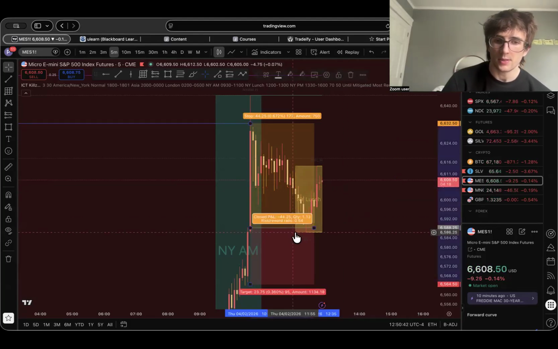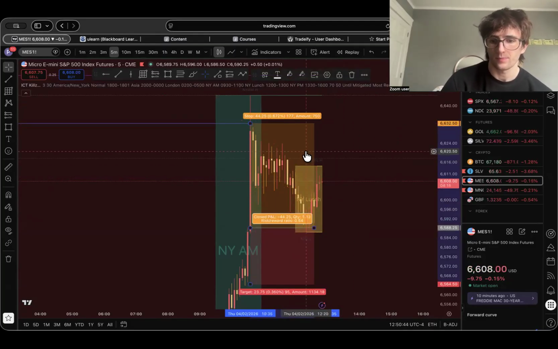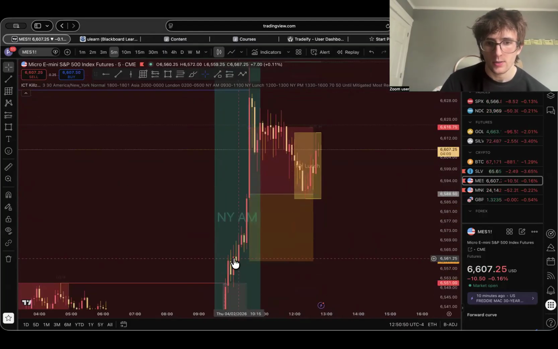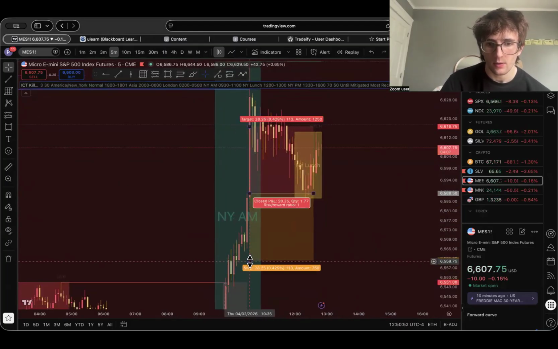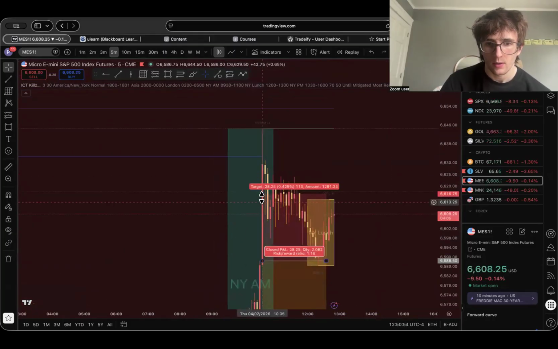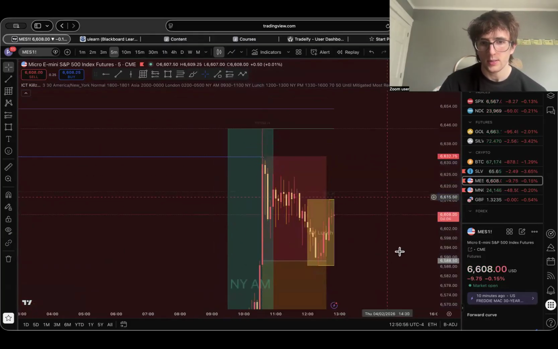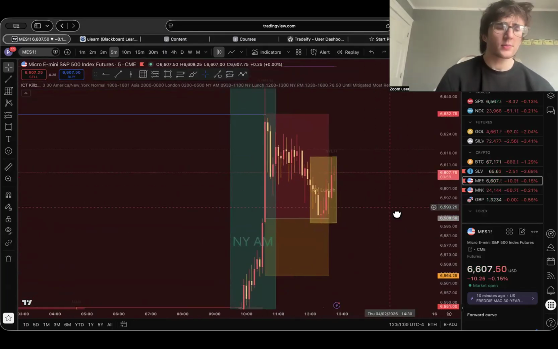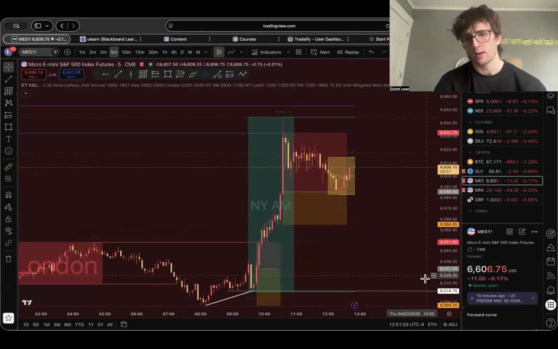Oh, this is my short position, but yeah, I have the red highlighted area as my take profit area. But yeah, we had another one here at these Asian highs. And those were the trades for today.